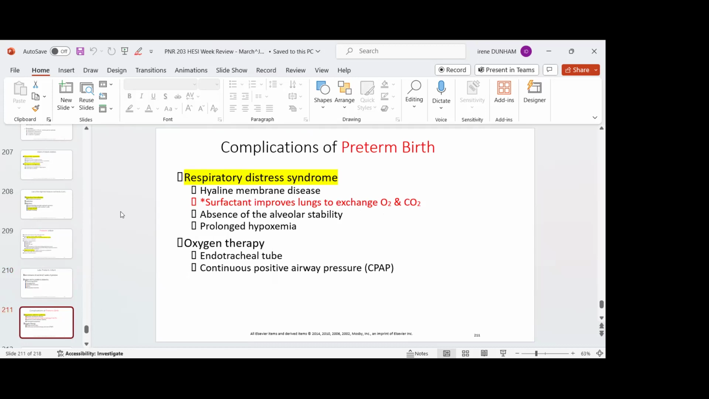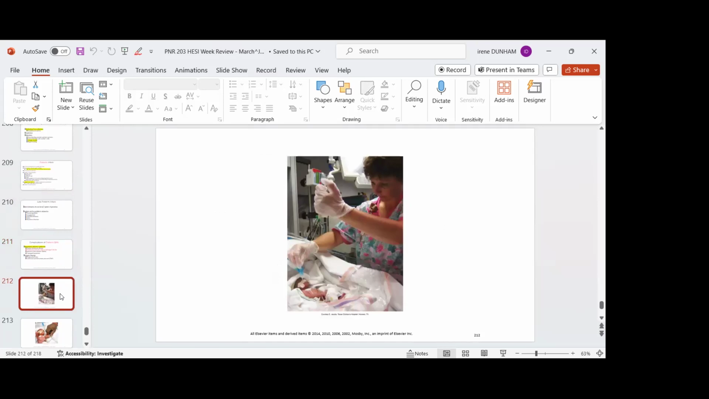Now, the preemies are high risk for respiratory distress syndrome because they lack the surfactant that's needed to help the lungs exchange oxygen and carbon dioxide. So a lot of times after they're born, if they still have breathing distress, then we can give them surfactant through the ET tube in the NICU, okay? A lot of times I've seen that on HESI about surfactant. All right, let's just skip along here.